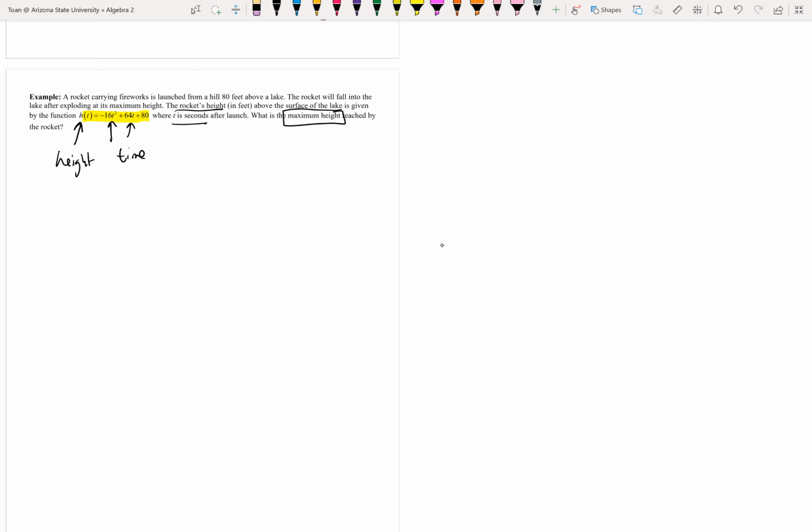So when I do my work, I'm not going to stop at the x-coordinate of the vertex, I'm going to stop at the y-coordinate. So the x-coordinate, or the t-coordinate, of the vertex, because I know that this is standard form, is negative b over 2a, which in this example is negative 64 over negative 16. So if I divide negative 64 by negative 16, that gives me 4 seconds. Now again, if it said how long do we have to wait until it hits the maximum, that would be our answer. But it didn't say how long, it said what the actual maximum height is.